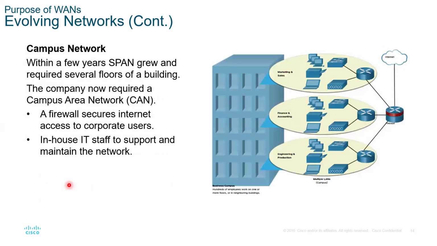But if that network grows, quite a number of things change. We now have a campus network comprising a number of local area networks. You can see we have a network here for marketing and sales, finance, accounting, engineering, and production. Instead of having that small wireless router and a modem, we now have routers and a firewall, and from there our DSL is probably connecting to the internet.